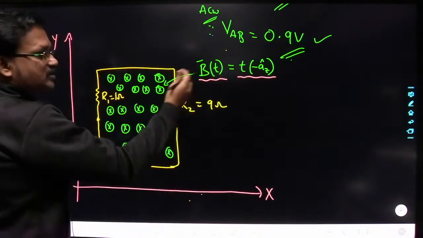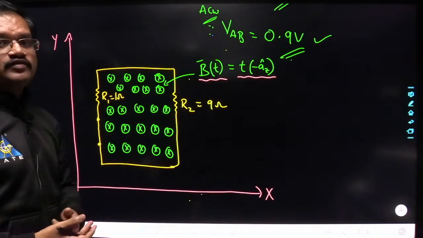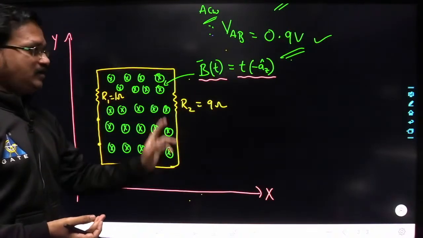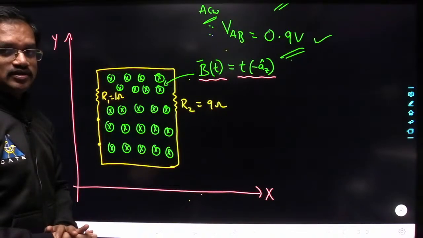B of t is equal to t into minus az cap. That means here the B field is varying with respect to what? Varying with respect to time, and it is pointing in which direction? Negative z direction. Understood? Okay.